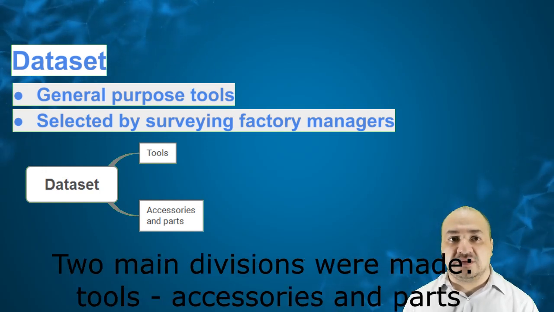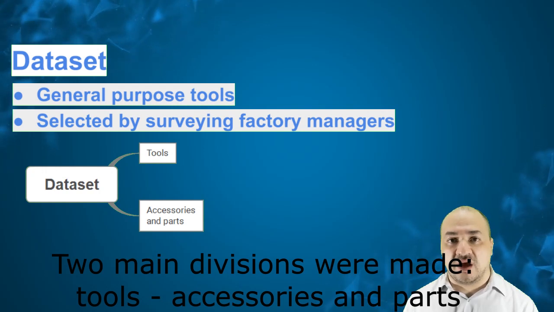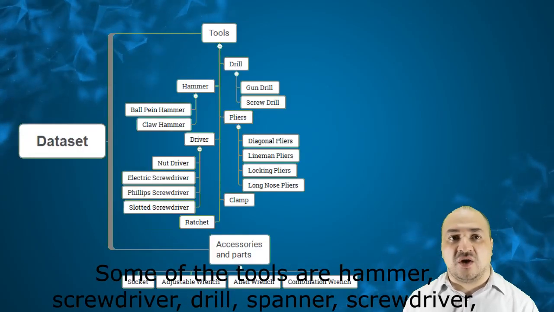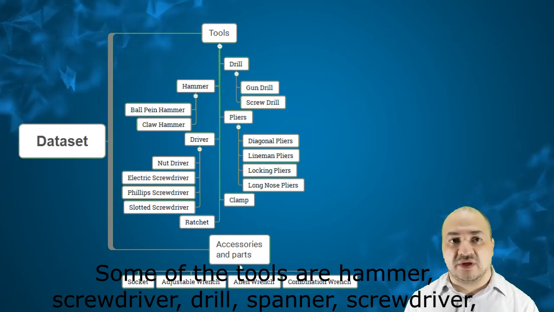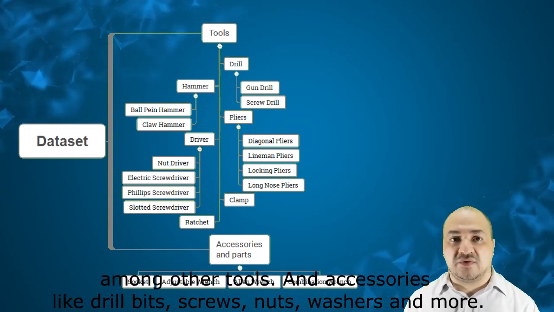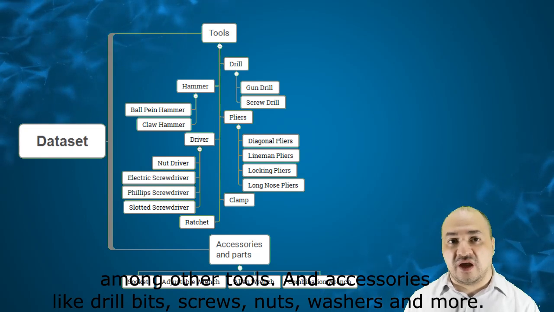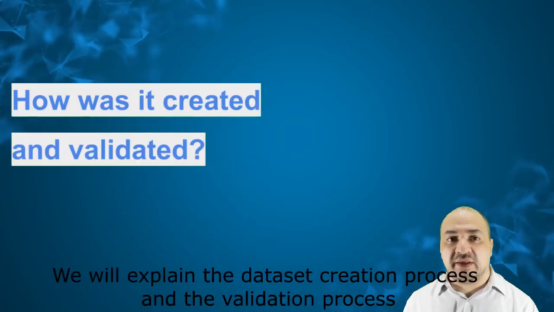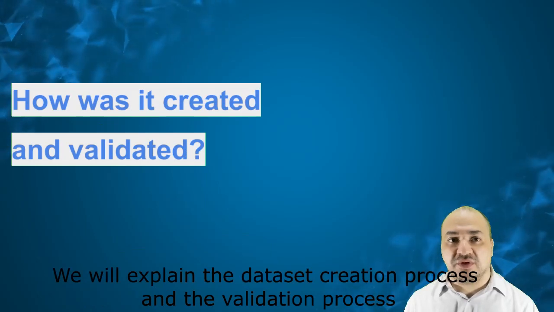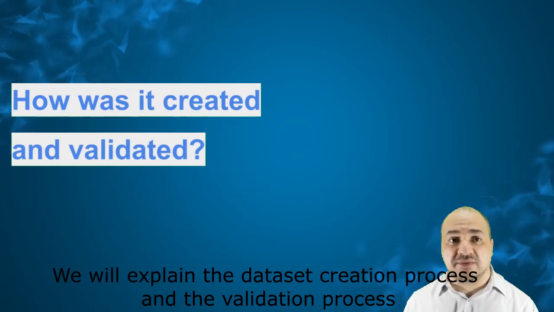Two main divisions were made: tools, and accessories and parts. Some of the tools are hammers, screwdrivers, and drills, for example, and accessories like drill bits, screws, and nuts, and more, with a total of 24 categories. We'll explain the dataset creation process and the validation process.